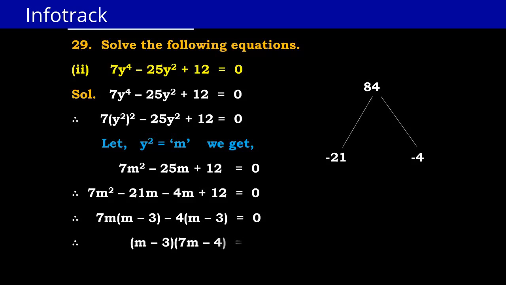So m − 3 is the common bracket, second bracket 7m − 4 = 0. So m − 3 = 0 or 7m − 4 = 0. Therefore m = 3 or 7m = 4. Therefore we can write m = 3 or m = 4/7.